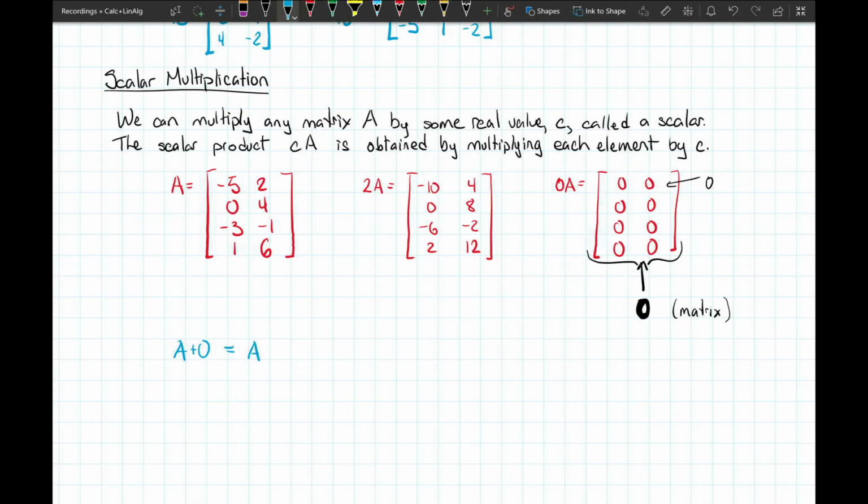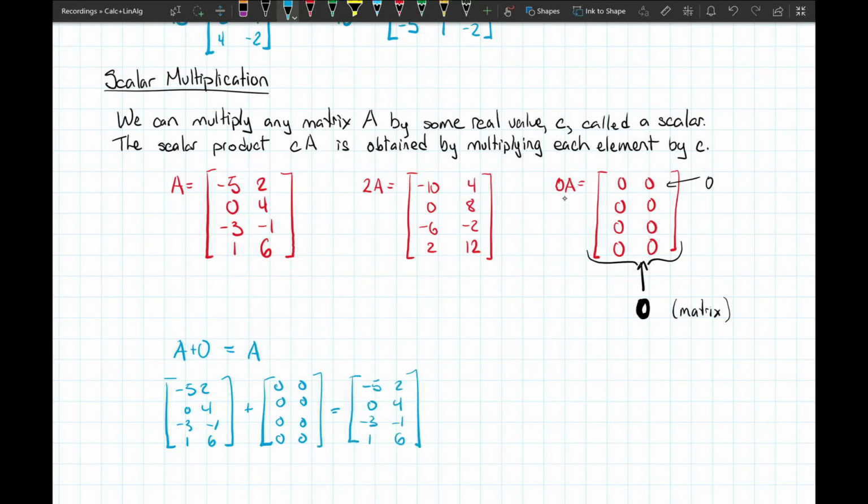But what we really mean there is we're taking our matrix, -5, 2, 0, 4, -3, -1, 1, 6, and we are adding a 0 matrix of the same size, so that addition is defined, and we end up equaling the original matrix A. Whereas when we write 0 times A, we can understand that that is probably just the 0 being a scalar multiple. If it's not clear in a question, then it's worthwhile to ask, but most of the time the meaning is fairly evident from the context.